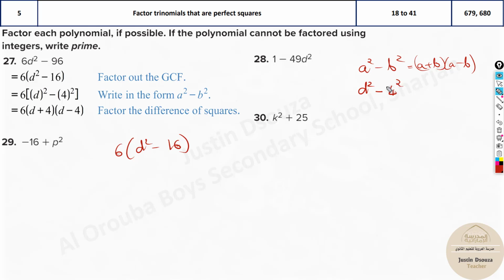Okay. Now what happens? Here you split the terms. That will be equal to a plus b, that is d plus 4 d minus 4. That's 6 into d plus 4 d minus 4. That's the answer. This is what we have done. Now you can do this in calculator as well. If you want, you can put this. I will just show you, 1 minute.